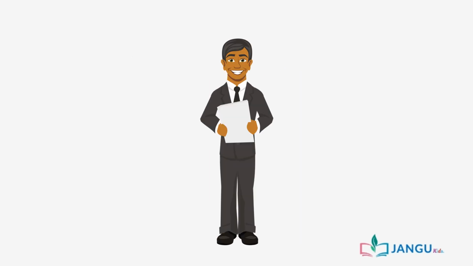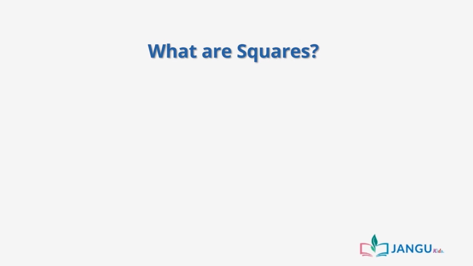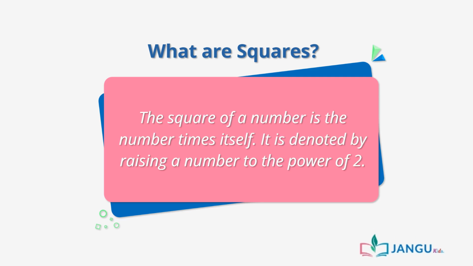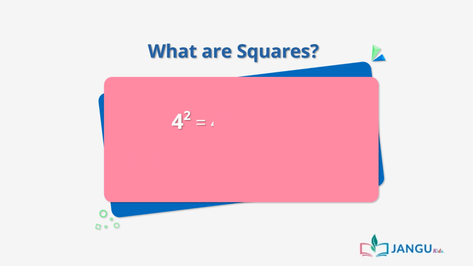Let's get started. What are squares? I don't mean the square shape, but the square of numbers. The square of a number is the number times itself. It is denoted by raising a number to the power of 2. For instance, 4 squared is equal to 4 times 4, which is equal to 16. 5 squared is equal to 5 times 5, which is equal to 25.